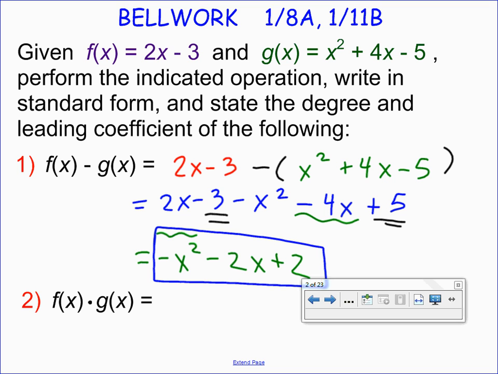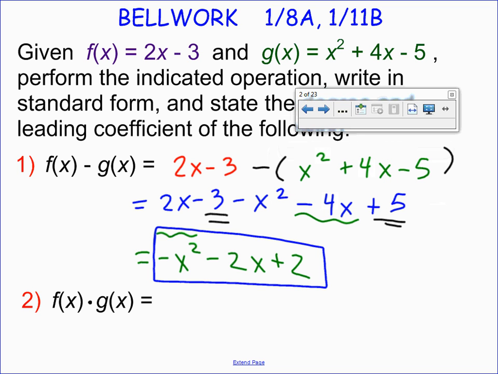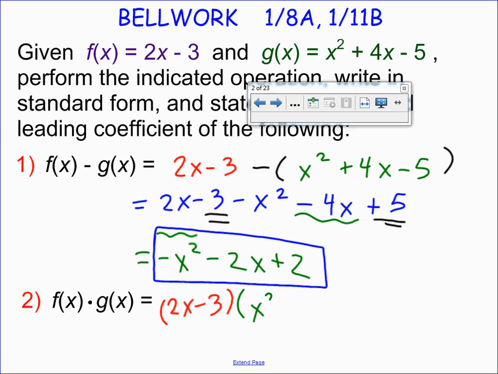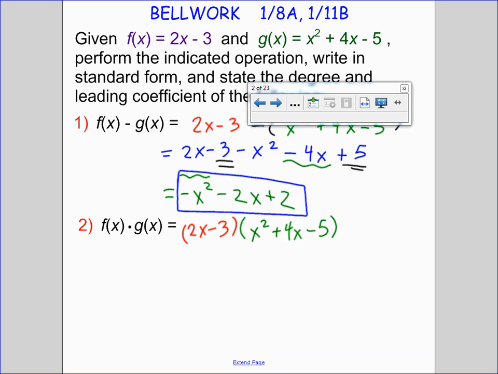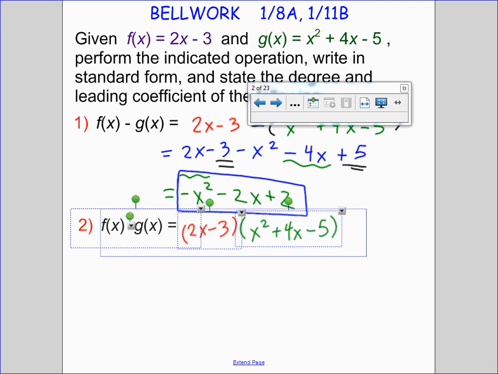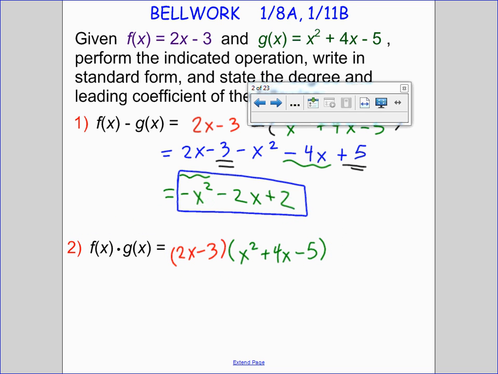Everybody good? All right. For number 2, we're not performing addition or subtraction, but rather multiplication. So again, I'll do a substitution of f of x and g of x. In this case, 2x minus 3 in parentheses times my original g of x is x squared plus 4x minus 5 in parentheses. Notice how we're going to take a binomial, right? A binomial, 2x minus 3, and multiply it times a trinomial. That's a 3-term polynomial. And so here, we're going to have an opportunity to do a double distributive property problem.